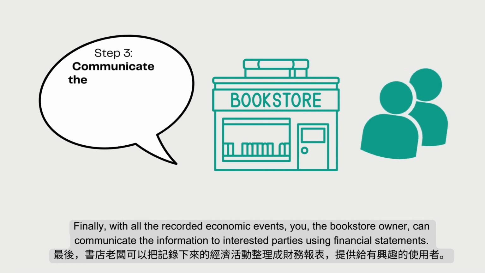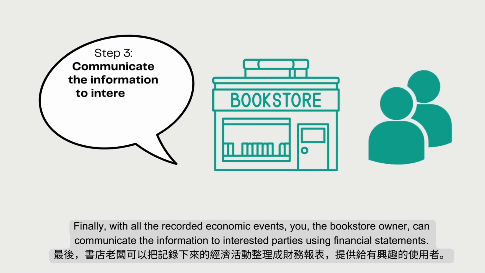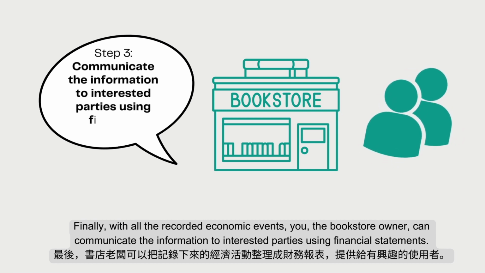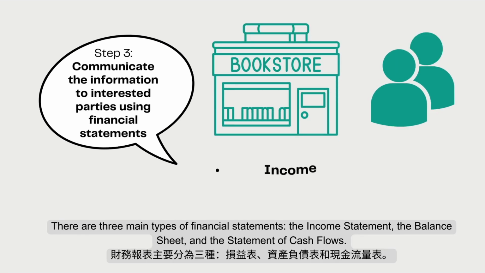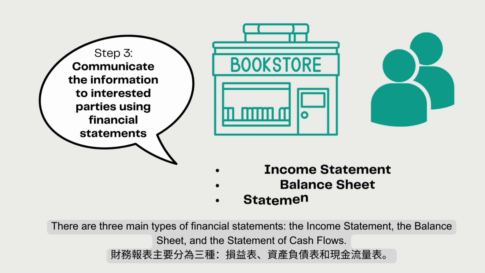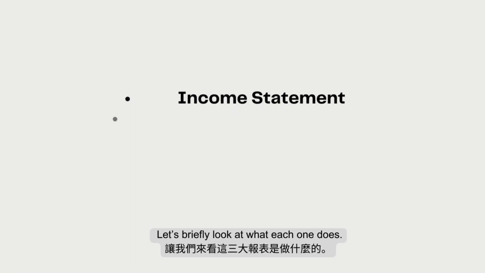Finally, with all the recorded economic events, you, the bookstore owner, can communicate the information to interested parties using financial statements. There are three main types of financial statements: the income statement, the balance sheet, and the statement of cash flows. Let's briefly look at what each one does.